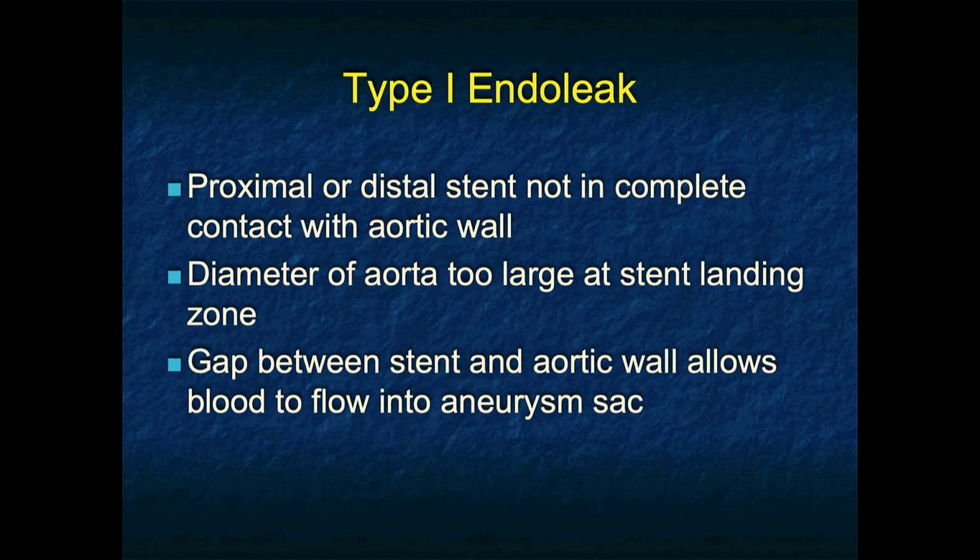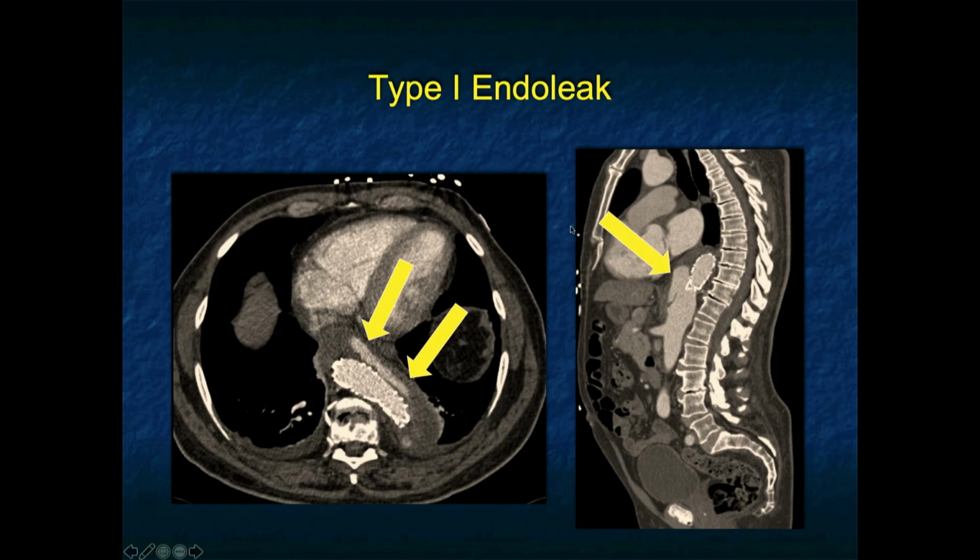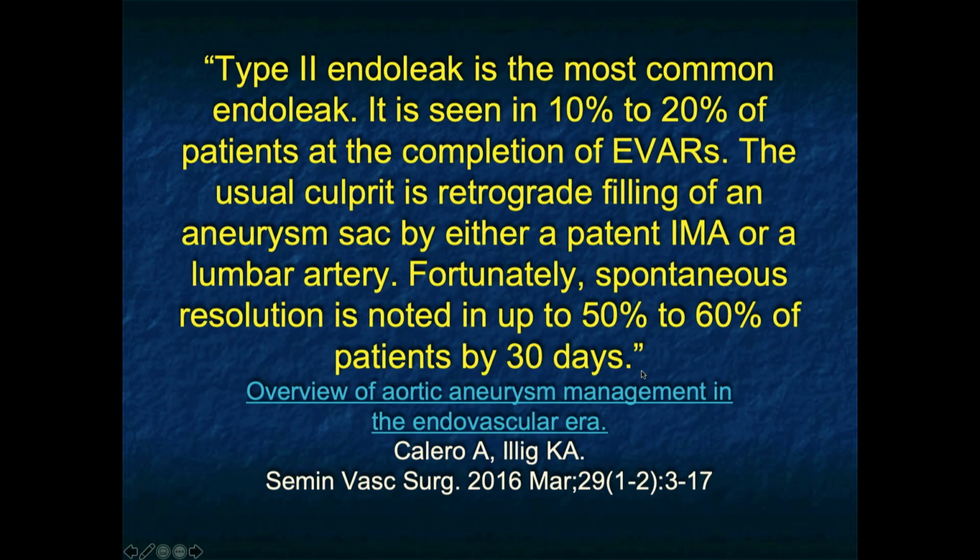I mentioned type 1 endoleak: the proximal or distal stent is not in complete contact with the aortic wall. It's often a sizing issue. A gap between the stent and the wall allows blood to flow into the aneurysm. And here's just a good example of a type 1 endoleak. And as I mentioned, you can see it here, there's an abdominal repair. Most of the time we see it, it's going to be the thoracic aorta.